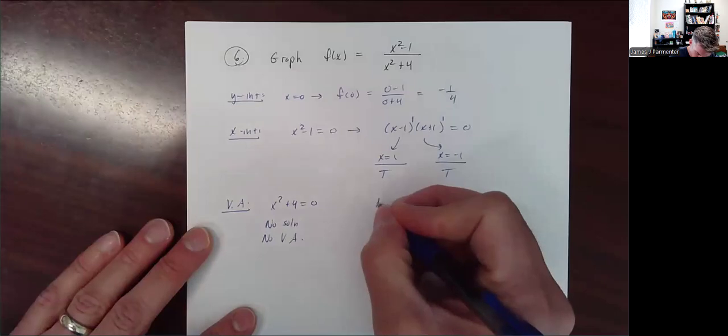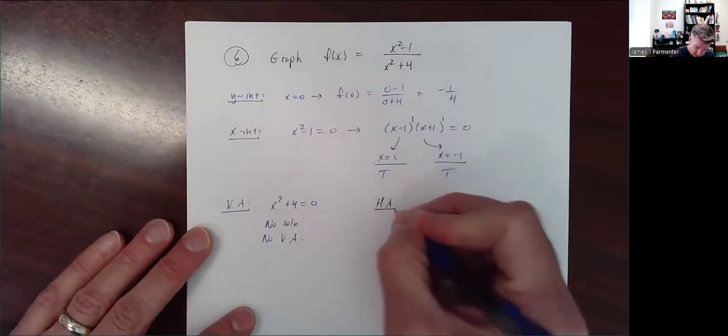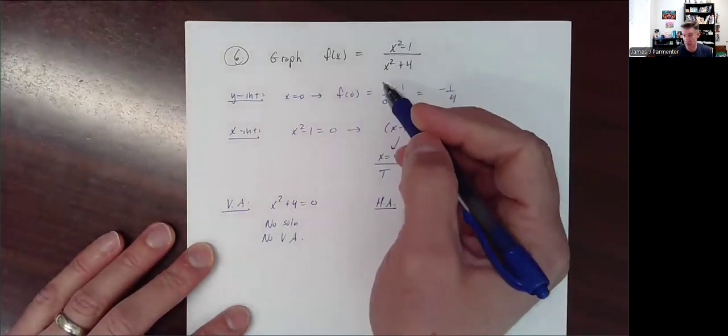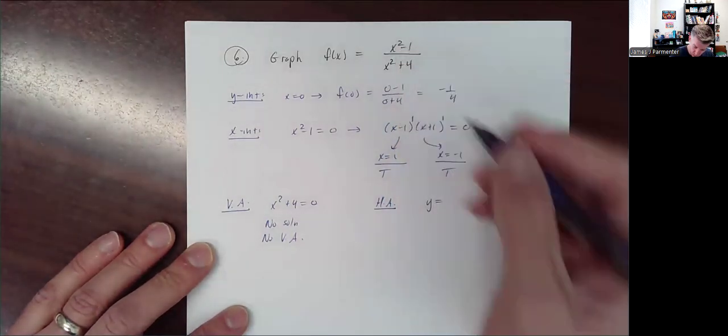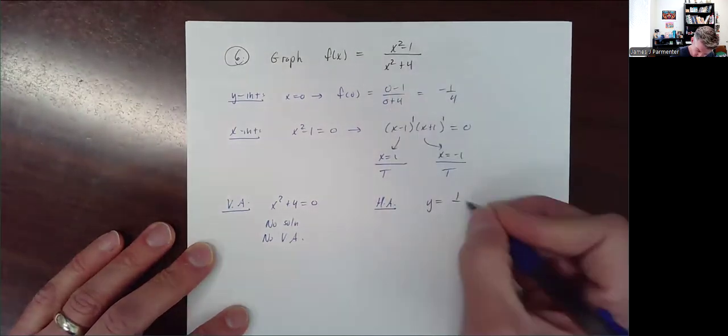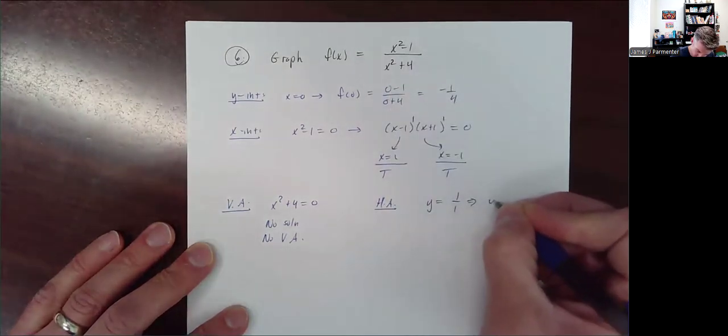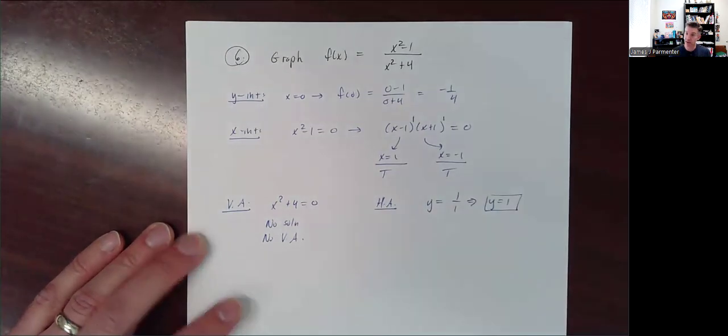And then finally, horizontal asymptote is still going to be the same as it was before because the degree on top and the degree on the bottom still match. And y is going to equal the coefficient here, 1, divided by the coefficient here, 1, which is just y equal to 1. Let's graph that.